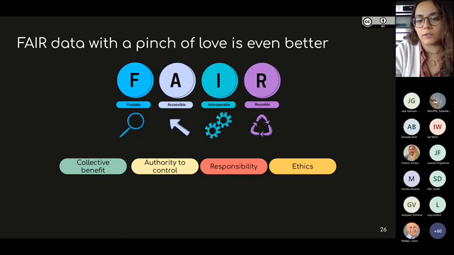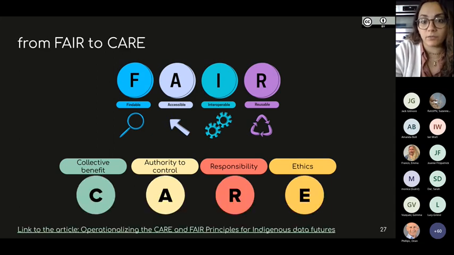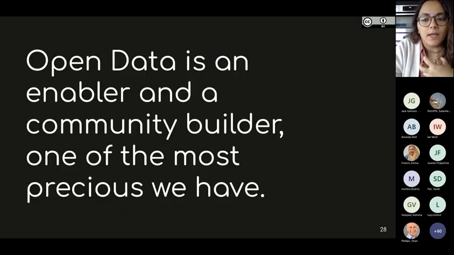And so to talk about FAIR data, especially findable and accessible in terms of technical infrastructure, is not enough. What I would like to see for the next 10 years when we talk about open data is really to always keep in mind the collective benefit, the authority to control, so who has actually control of this data, responsibility and ethics, which, as I said before, cannot come as an afterthought, but really need to be a conscious choice in whatever it is we're trying to build.